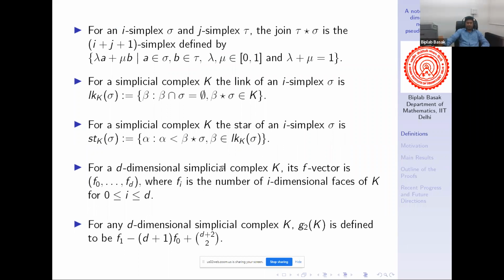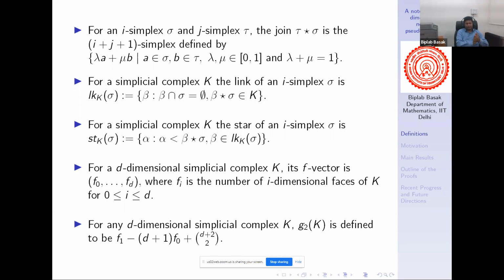So now in terms of this f-vector, we can define the g-vector as well. But in this talk, we specially focus on only one term of the g-vector, that is g2. And g2 is defined by this formula, that is f1 minus (d plus 1) f0 plus (d plus 2 choose 2). Now from this you can check that whenever we have a triangulation of a manifold, then f0 and f1 vary. So therefore this g2 is not an invariant, right?